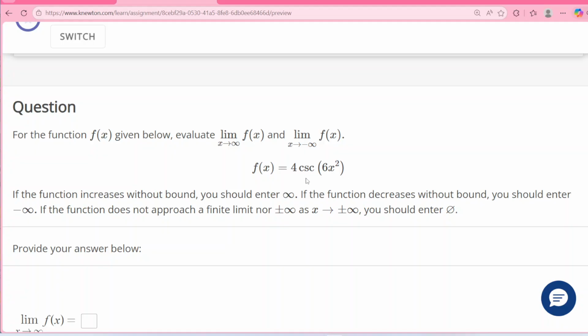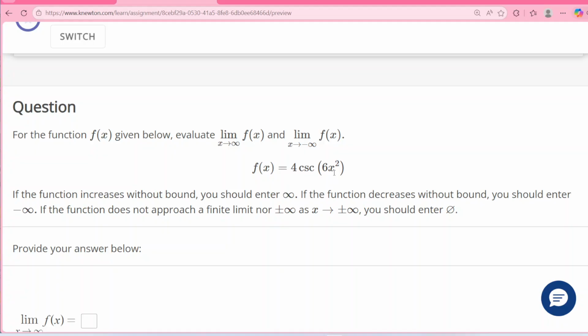All right, and this one had a trig function. Now this is not inverse cosecant. This is just cosecant. So remember how all your trig functions oscillate? Not oscillate exactly, but they keep repeating themselves over and over again. They have a period and keep repeating as that period goes on.